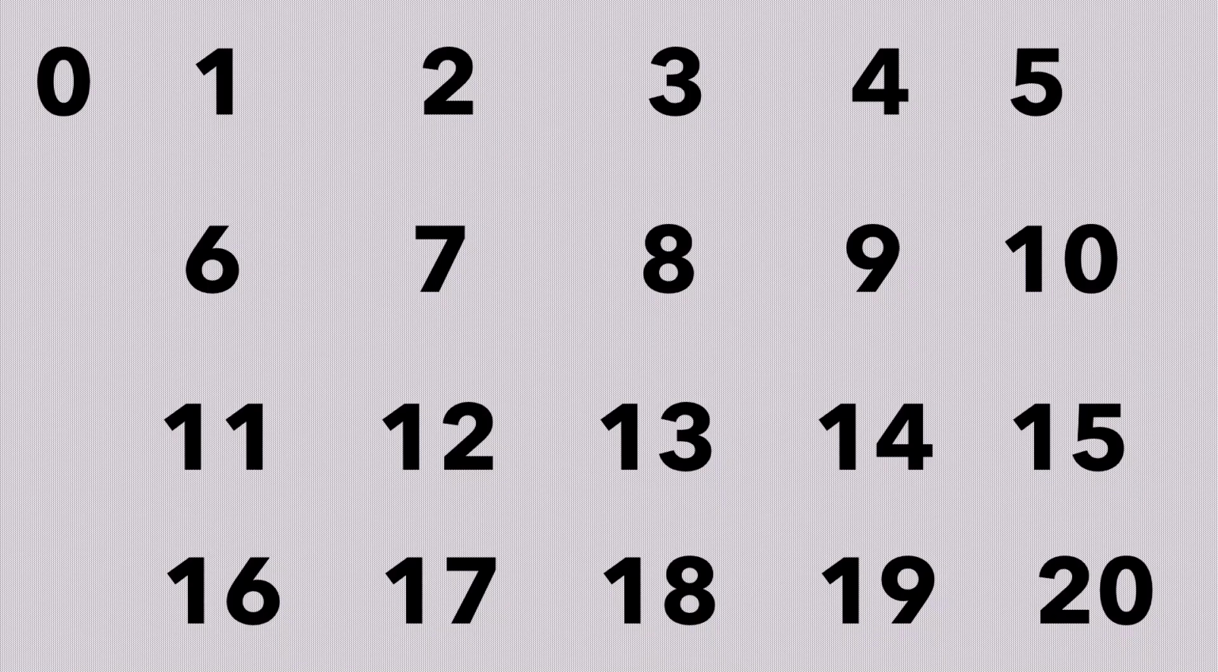Let's do it faster this time, clapping after we say the number. Let's go. 0, 1, 2, 3, 4, 5, 6, 7, 8, 9, 10, 11, 12, 13, 14, 15, 16, 17, 18, 19, 20.